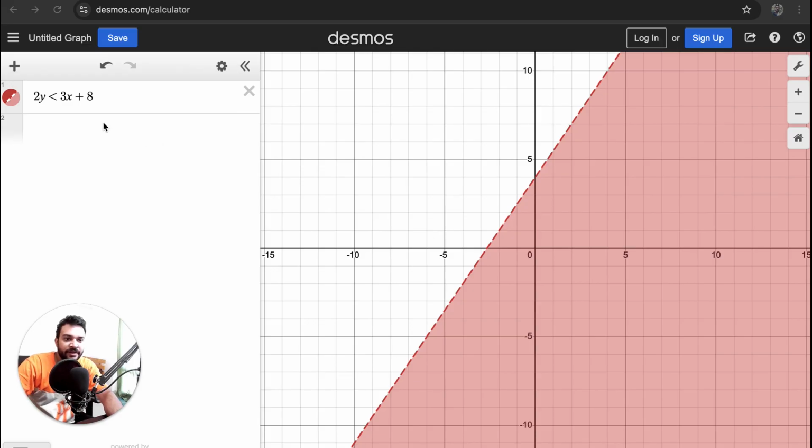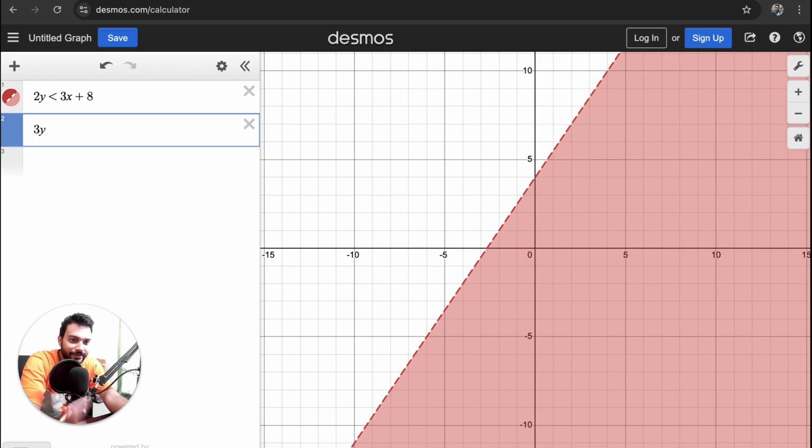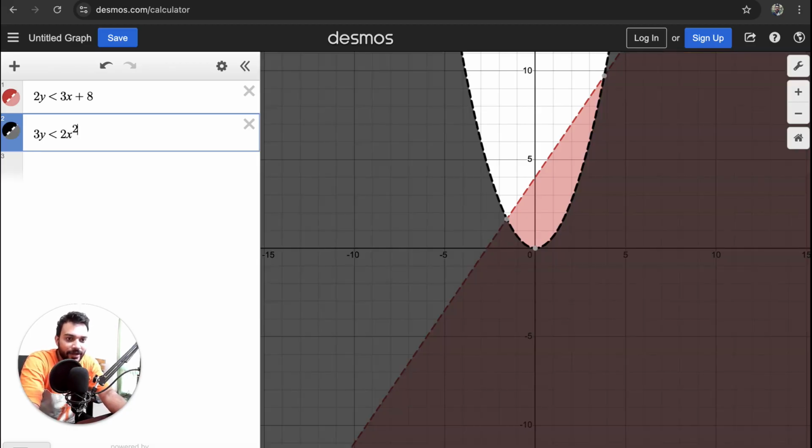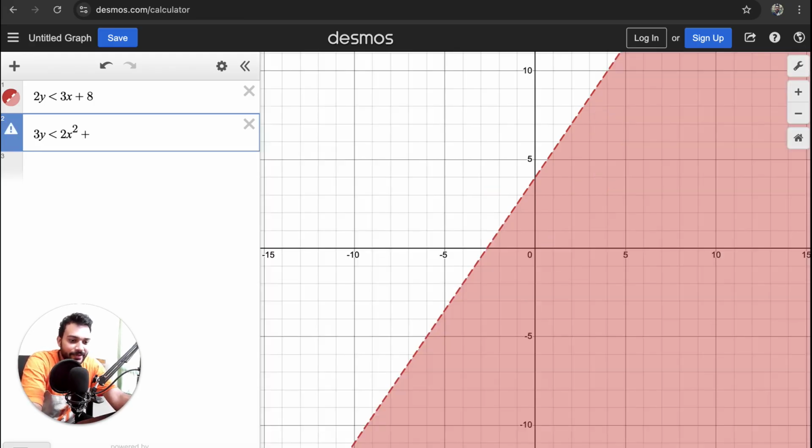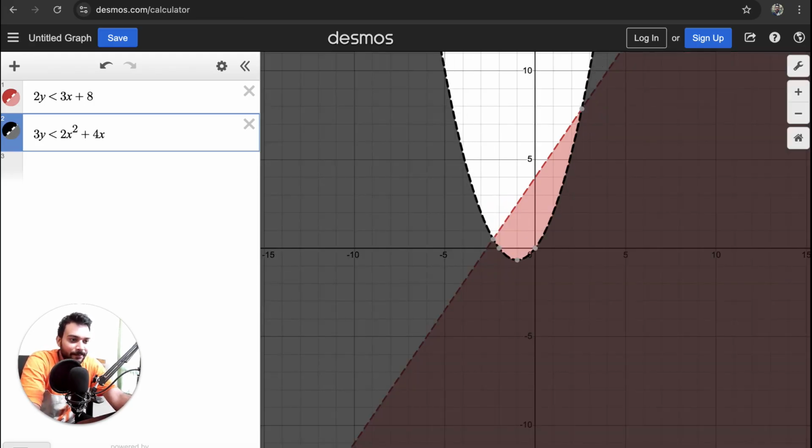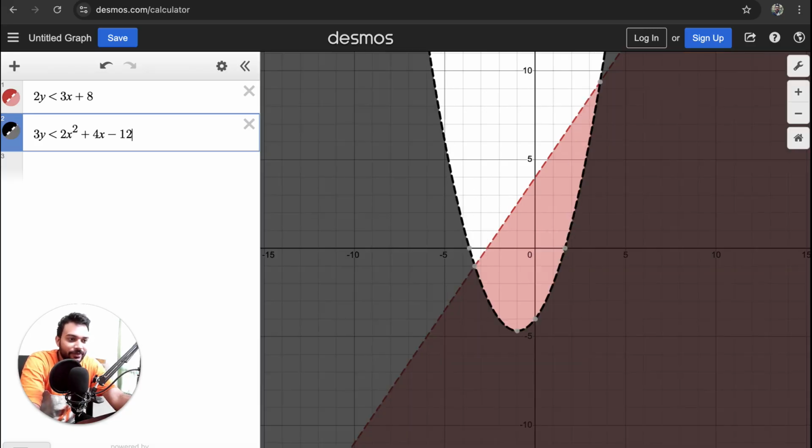Okay, let's do another inequality. Let's say we have a more complex one, a quadratic. So let's say 3y less than 2x squared plus 4x minus 12. Okay, so as you can see, if I do greater, let's try greater.